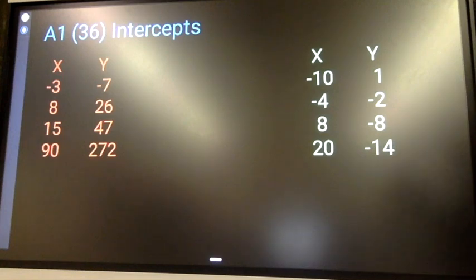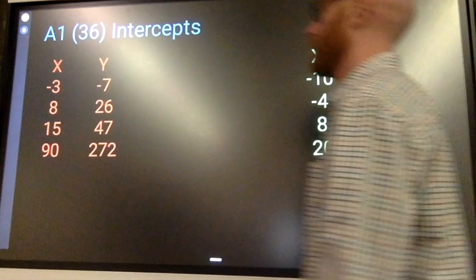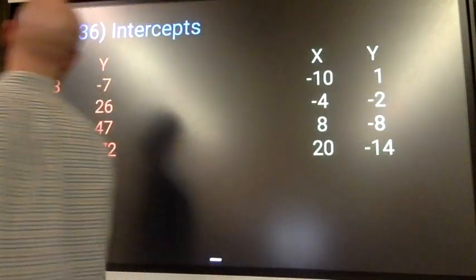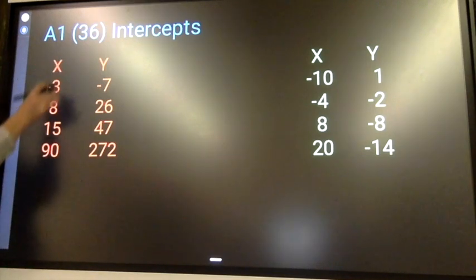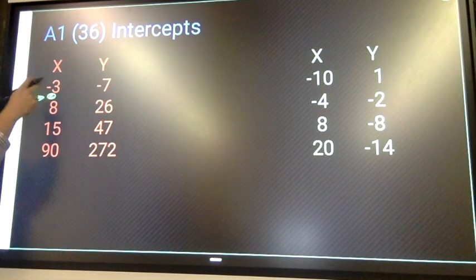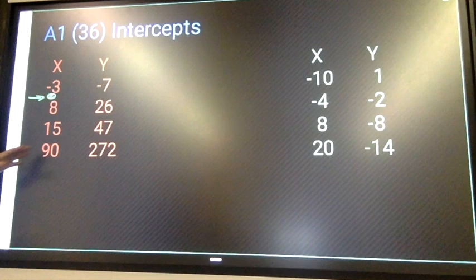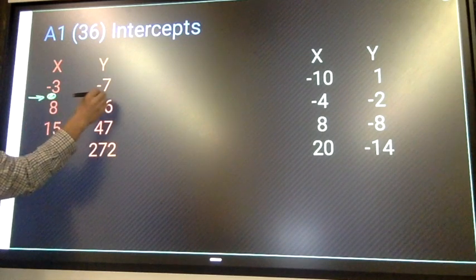Another context that you might be asked to find an intercept in is tables, tables of values. This is what you're going to want to do if you have to find an intercept given a table. If I want to find the y-intercept, I know that x needs to be 0. 0 is going to be somewhere in here between negative 3 and 8. And I need to find out when x is 0, what is y.